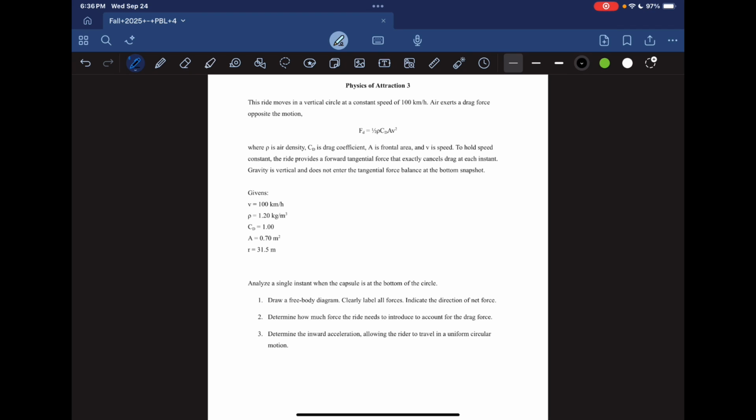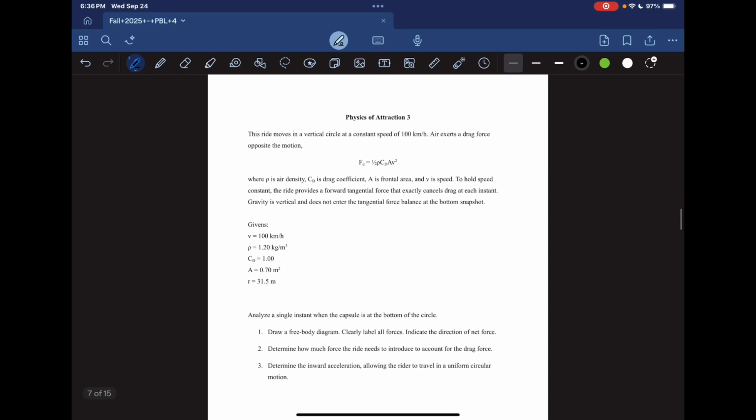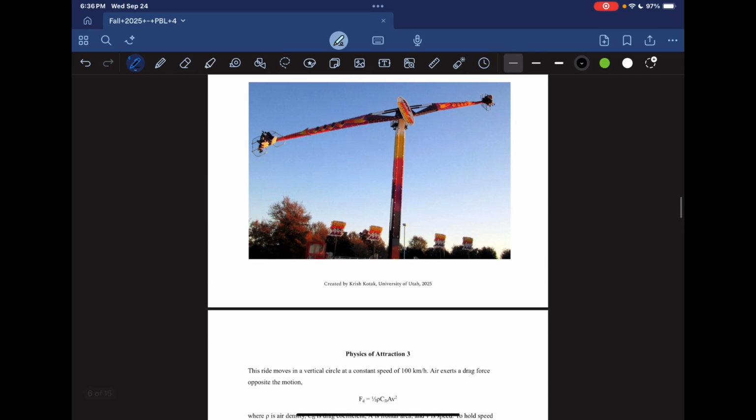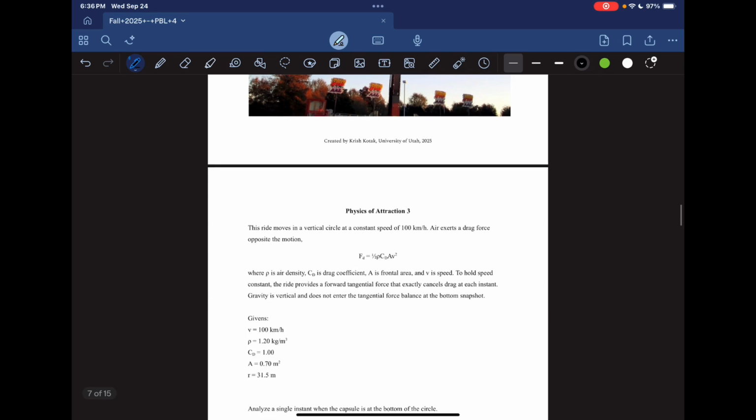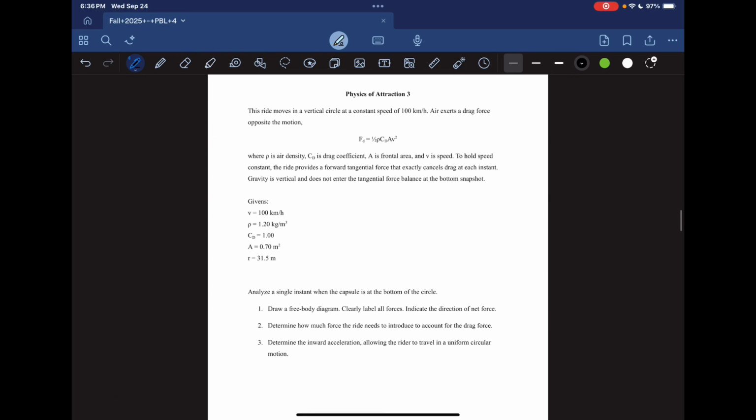Okay, so the last question is the last kinematics problem, and now we're going to move on to some force diagrams, some free body diagrams. I'll let you read all of this. The givens, the important things, we already have. But basically we have a ride moving in a vertical circle. And here, I'll show you a picture of the ride up here. So one of these spinny rides. And we know it's moving in a vertical circle at a constant speed of 100 kilometers an hour. And we want to draw a free body diagram, label all forces, and indicate the direction of net force.